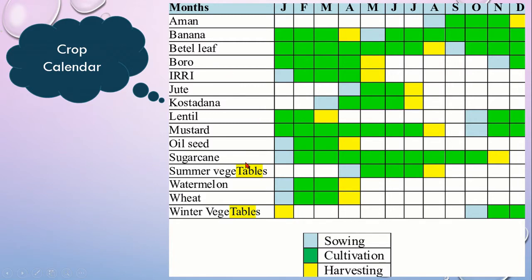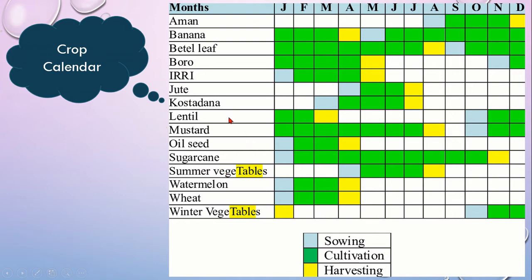If we have a look at the picture again, I will give the explanation regarding wheat. If you have a look at this picture, you can understand that after the month of April the wheat will be harvested. That means after April the wheat will be available in the market. So you can do this type of scenario analysis from a crop calendar.